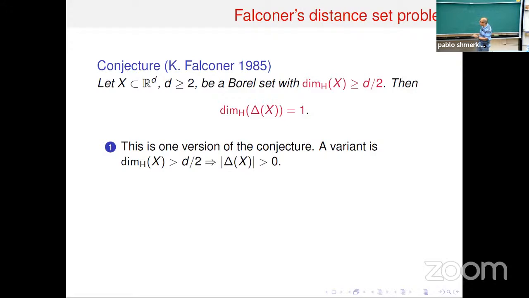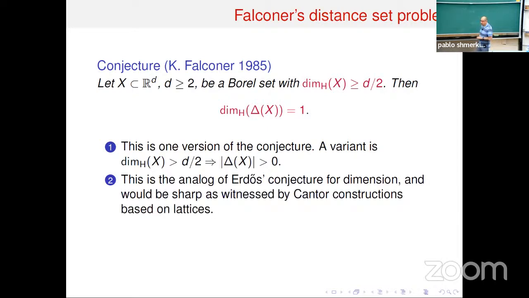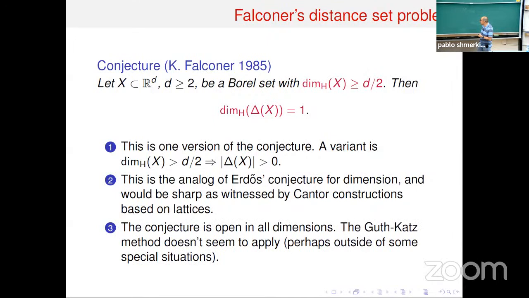By the way, this is in R^d, d at least 2. This is not interesting in R. In R, everything is known and not very interesting, and this is not true. So R is different because this is about curvature, and you don't have curvature in R. Okay, so as I say, this is sort of the natural analog of Erdős' conjecture for finite sets. And it is open in every dimension. So both versions of the conjecture are very much open in every dimension.